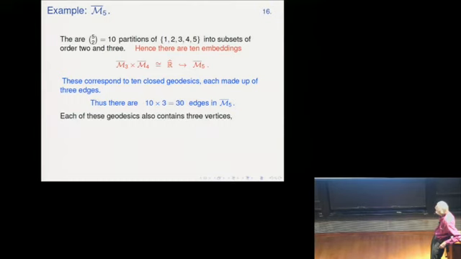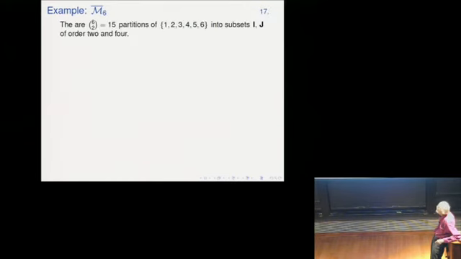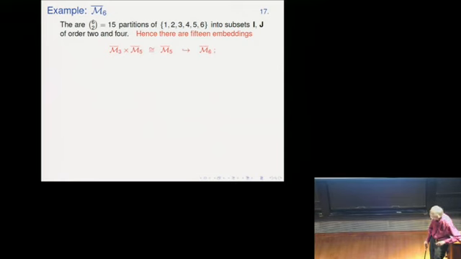Now, each of these geodesics also contains 3 vertices, but remember, each vertex is a place where 2 geodesics cross. So there are not 3 times 10, but only half that number of vertices, which is 15. So this is where we get the formula for the Euler characteristic. Now let's look at M6. Now there are 15 partitions into subsets of order 2 and 4. So that gives us embeddings of M3 cross M5, which is just M5, into M6. So M6 contains 15 copies of the hyperbolic dodecahedron.